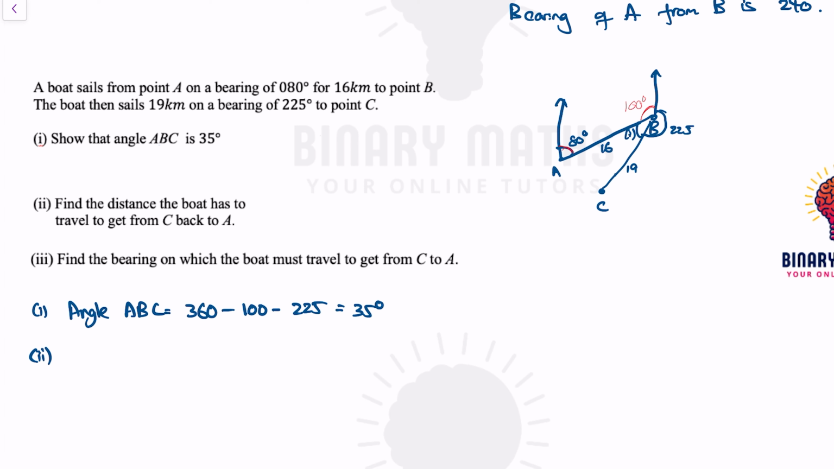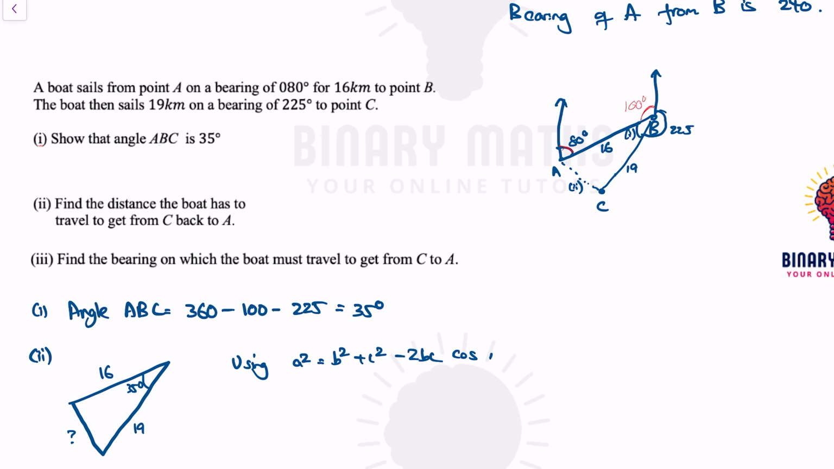Part 2. Find the distance the boat has to travel to get from C back to A. So for part 2, I'm trying to find out this. If I redraw it, I've got this triangle where I know this is 16, I know this is 19, I know this is 35 degrees, and I'm trying to find out this. That means I need to use the cosine rule, a squared is equal to b squared plus c squared minus 2bc cosine A. Let's call this value x.